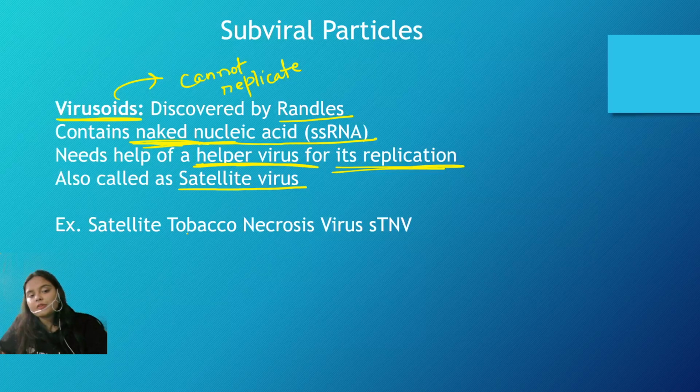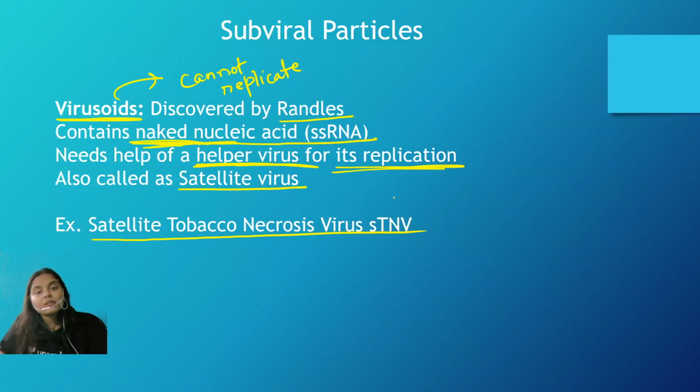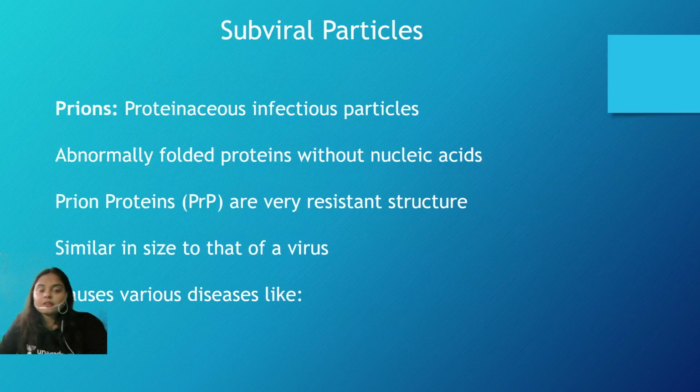Examples of the virusoids are satellite tobacco necrosis virus. Okay, so viroids were only the single-stranded RNA loop. Now virusoids are single-stranded RNA loops, but they also cannot replicate on their own. Okay. Now coming towards other subviral particles like the prions.